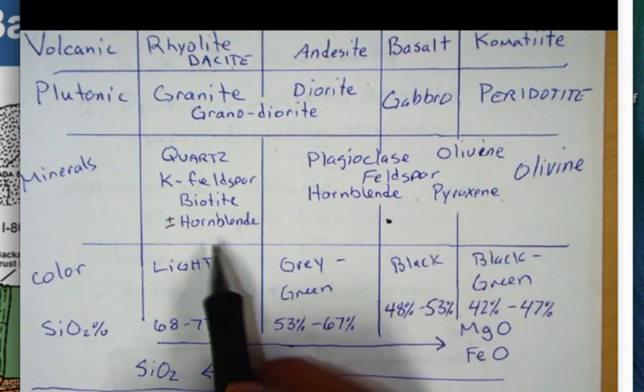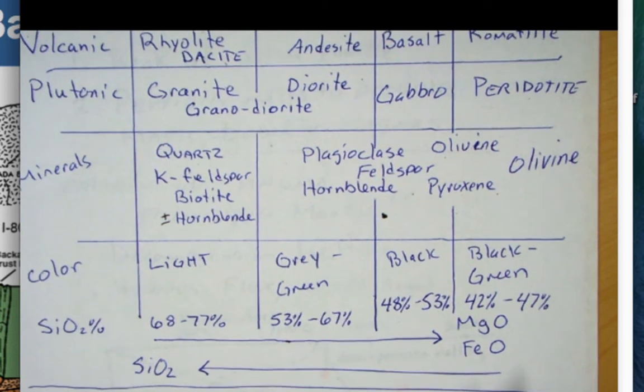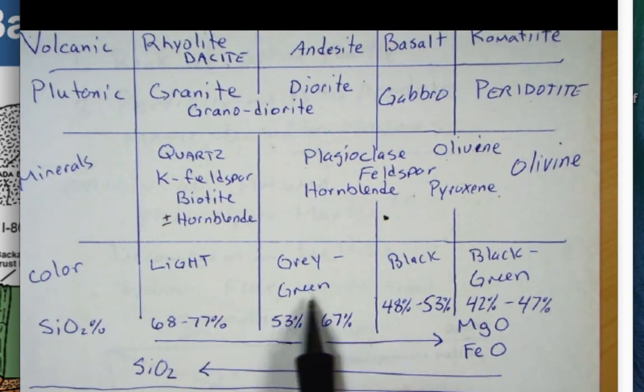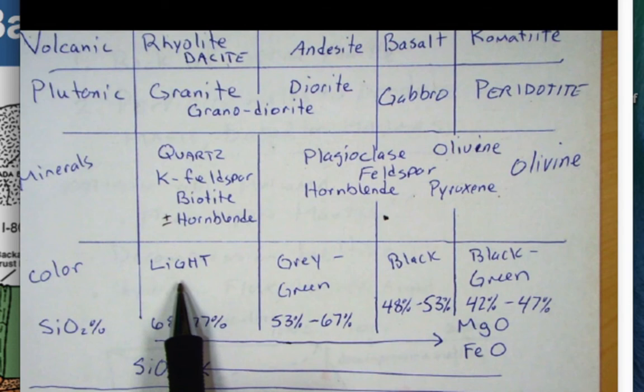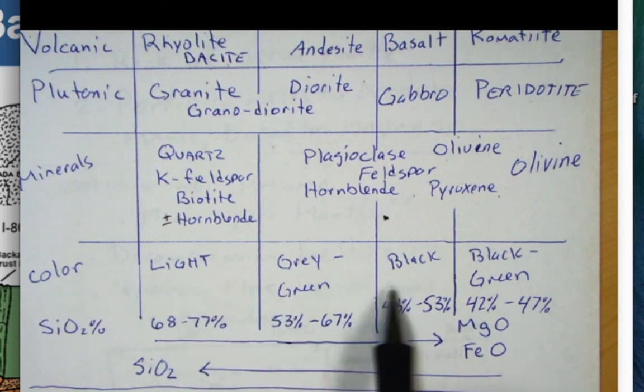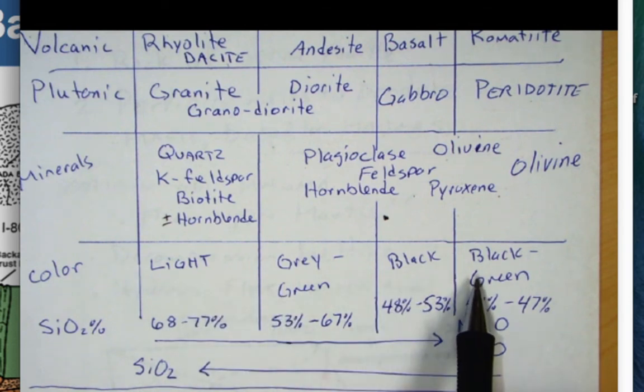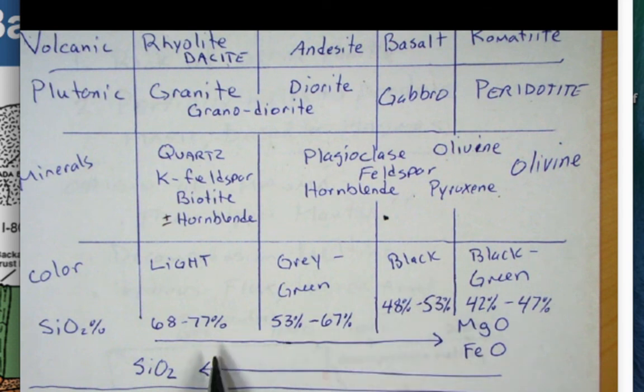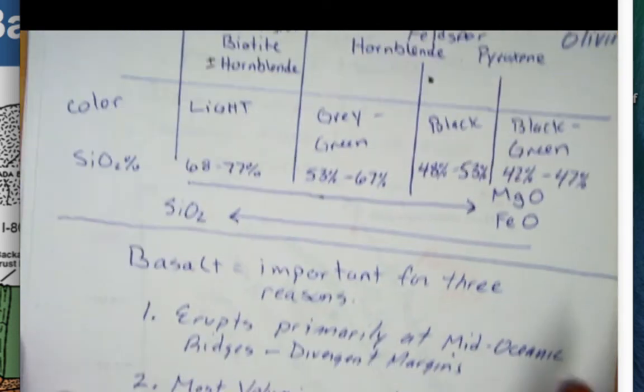So you can see how, as we're going from felsic to mafic, we start going light colored, gray, green, black green. So we start changing color here, right? When we think of the magnesium content, magnesium and iron increases as you go toward the more mafic end, whereas silica increases as you're going toward the felsic end. Now, let's look at basalt.